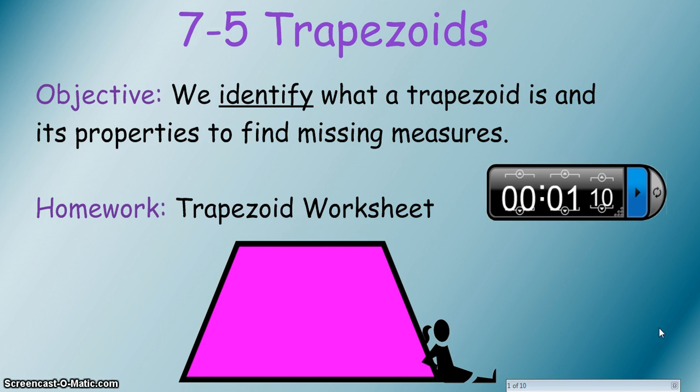Right about now, you should all have your notes out. I'd like you to go ahead and write down today's objective. Today is Unit 7, Section 5, Trapezoids. Our objective will be to identify what a trapezoid is and its properties to find missing measures.